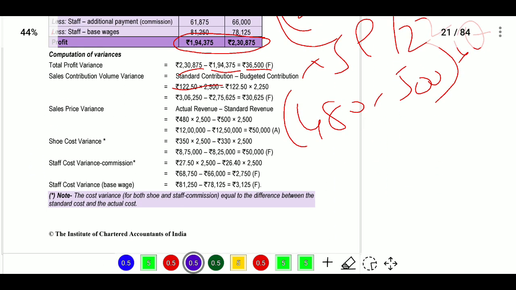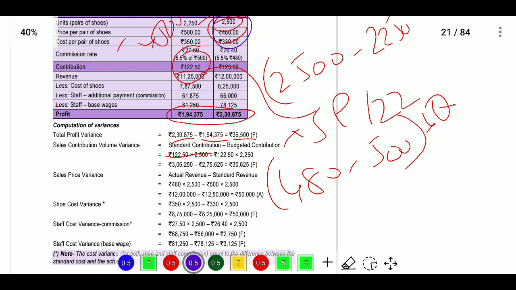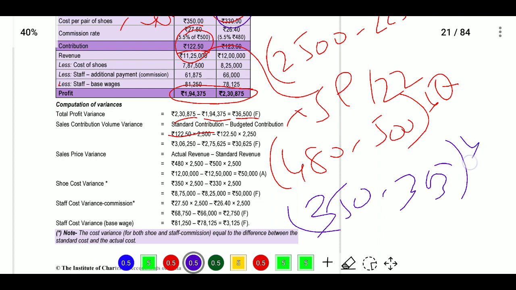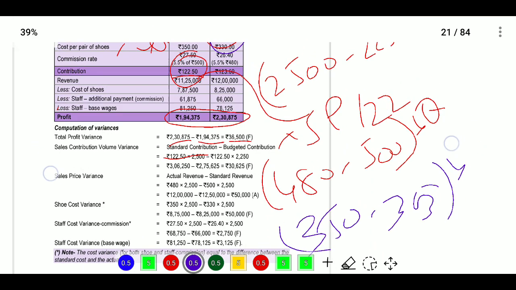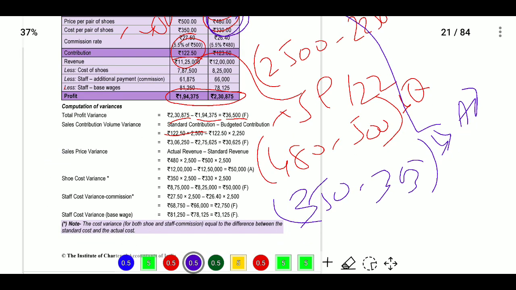Next, cost variance. Cost variance means we take the difference of cost. What is the cost we have per pair? That is 350 minus 330. That is cost into the quantity we require. Quantity always means we take the actual quantity. Price always means standard price, and quantity always means actual quantity.